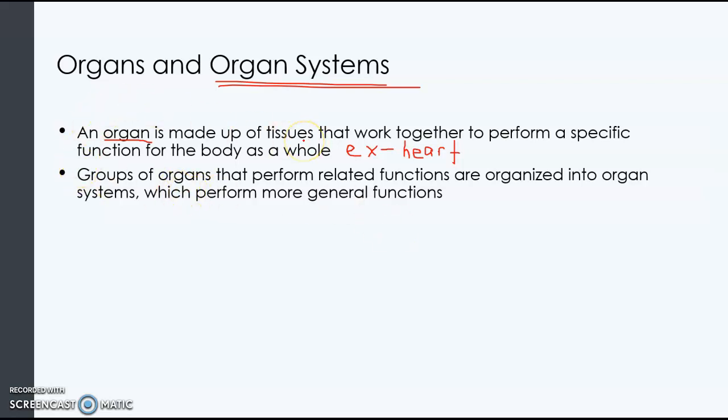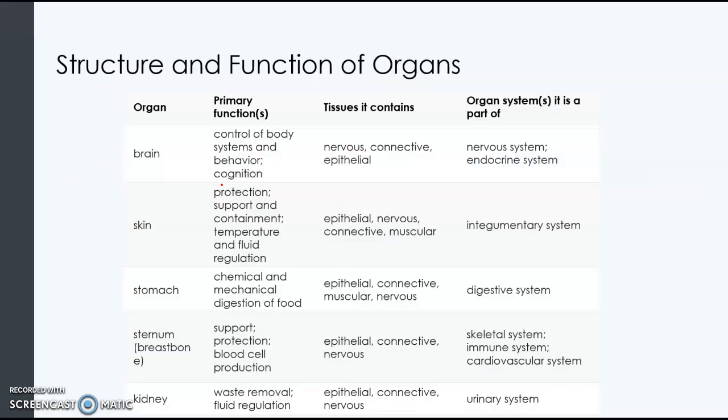When you have groups of organs that work together, for example, the heart and the blood vessels, this would be an organ system. So the cardiovascular system would be the organ system that the heart belongs to. Now, this table is a little bit, well, not this table, I'm sorry. It's another table coming up.